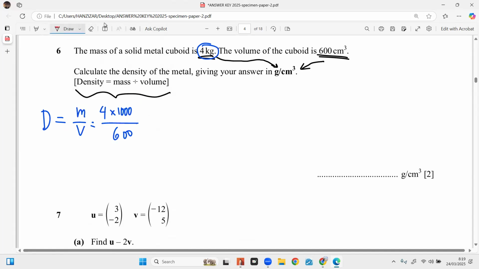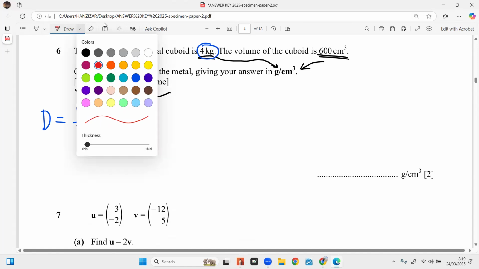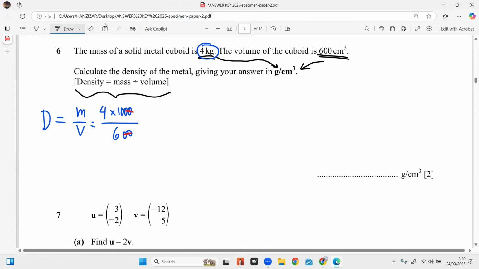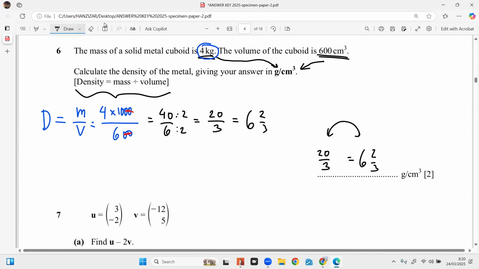Then you can cross out. We get the decimal answer here, 40 over 6 gram over centimeter cube. And then you can simplify further: 20 over 3, 6 and 2 over 3. I don't know whether your proctor will allow you to answer this or this, but I put both. Decimal 6.67, yeah, I think so. 6.6 is too low.